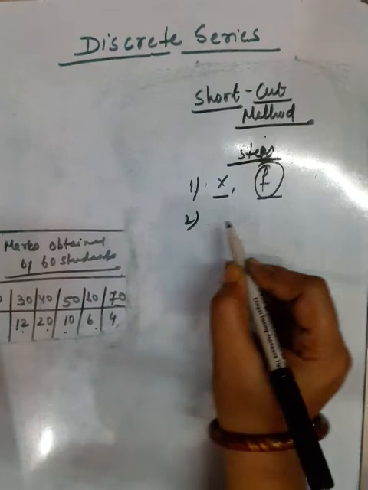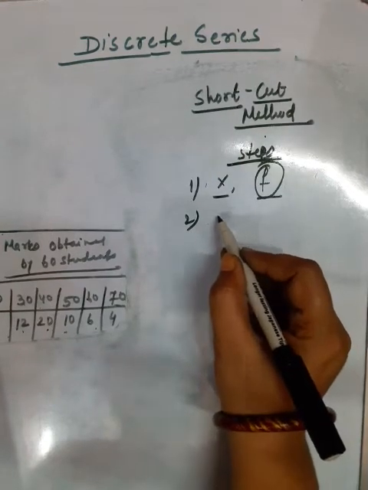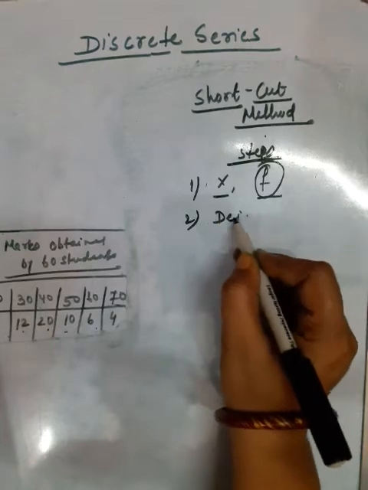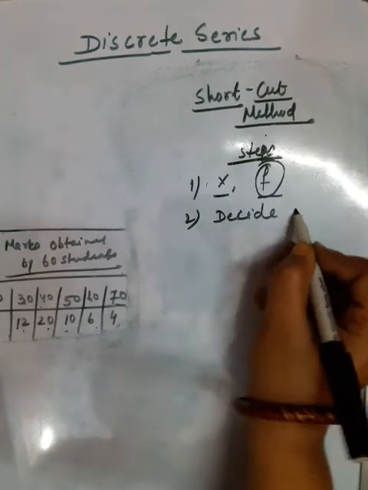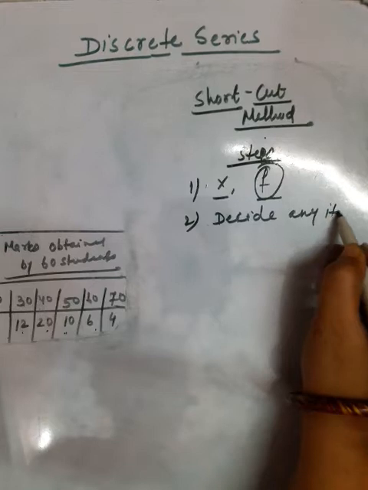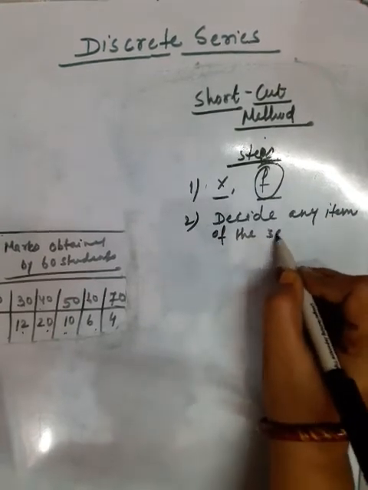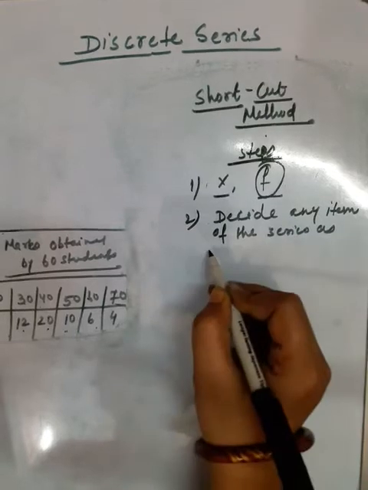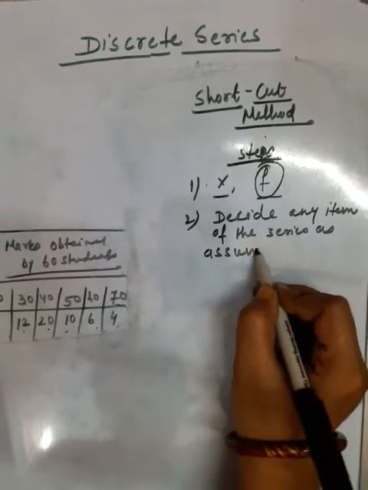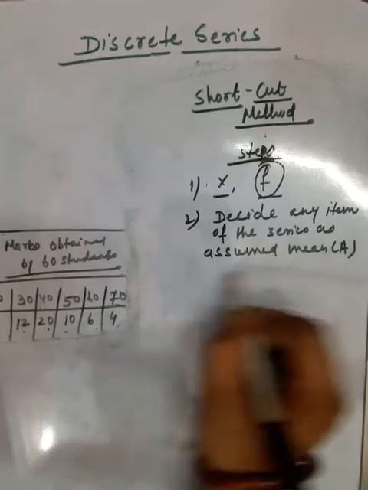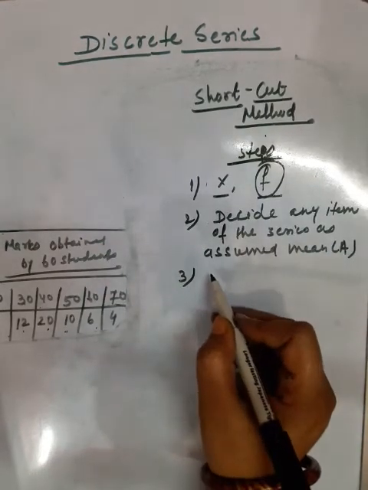Second one is assumed mean. We have to decide any item of the series as assumed mean, that is A. Okay, next one is calculate the deviation.